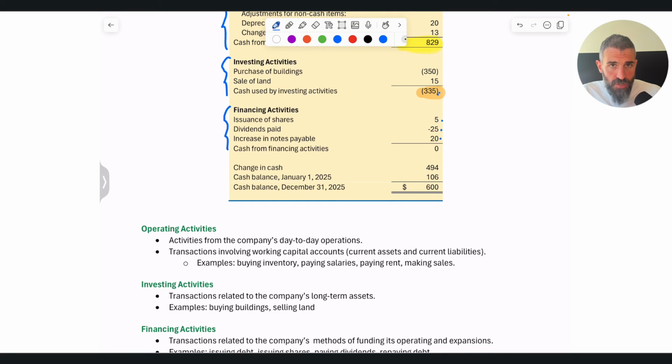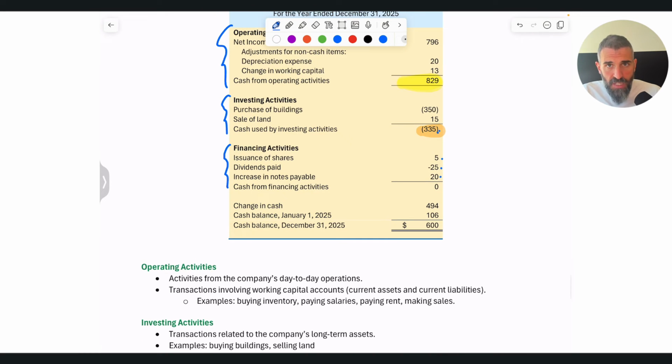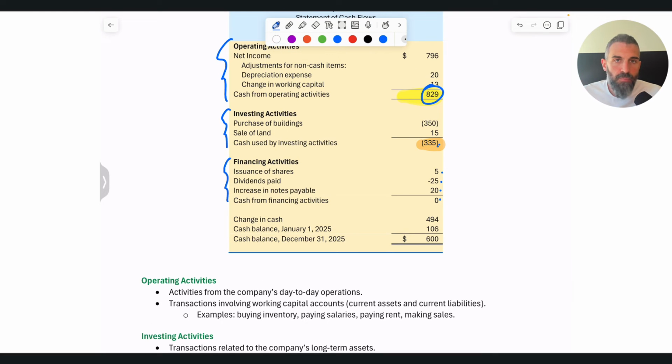Did you issue any shares? Did you pay any dividends? Did you borrow any money? Did you repay any debt? And you put it all here. And in this particular example, we ended up even, which means the cash that we received, versus the cash that we spent, balanced out.